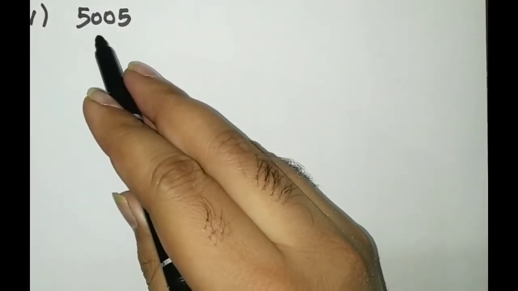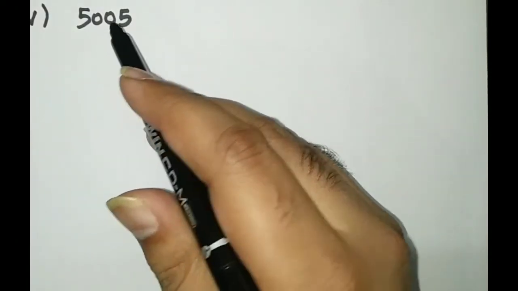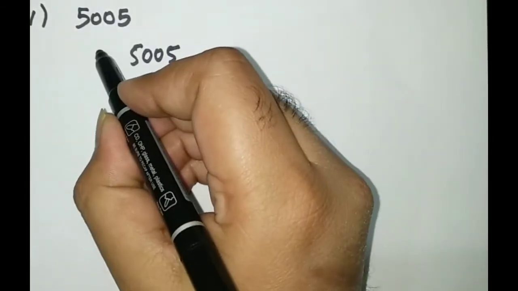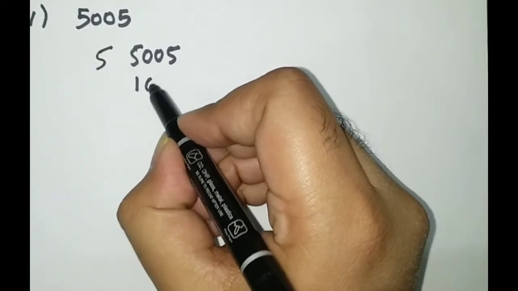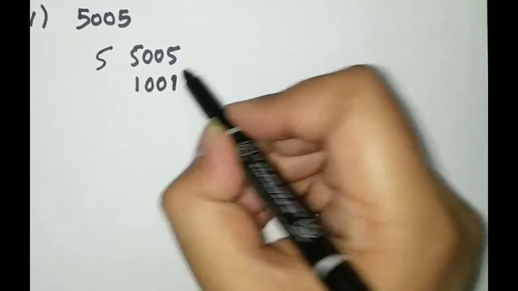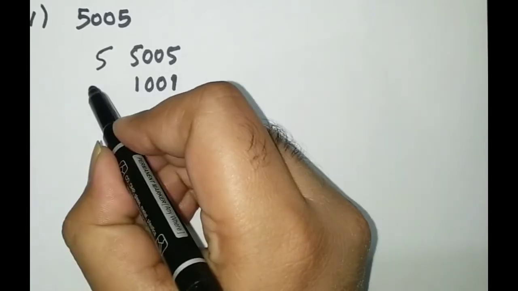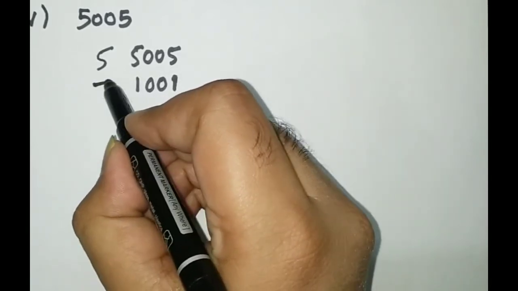Fourth part, the number is 5005. We have to find prime factors of this number. We will start with table 5. 5 1s are 5, 5 zeros are 0, 5 zeros 0, 5 1s are 5. Then this will be divisible by table of 7.